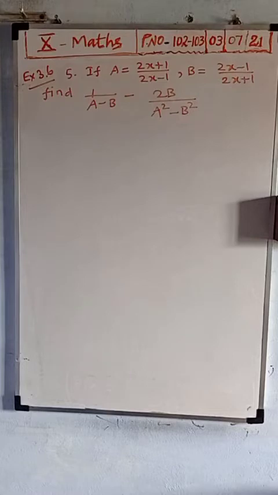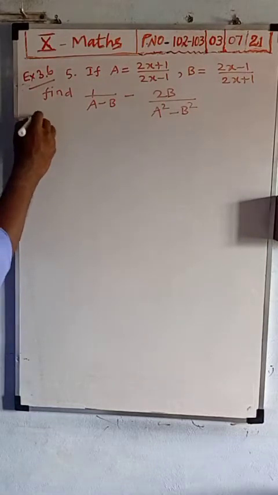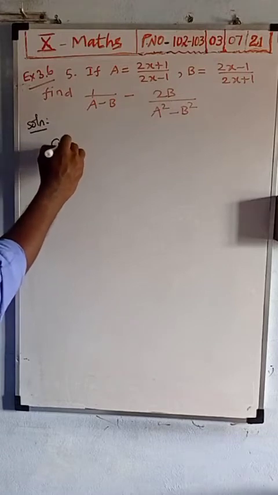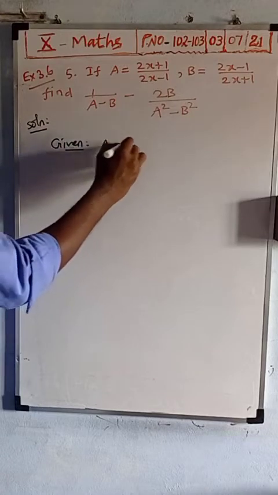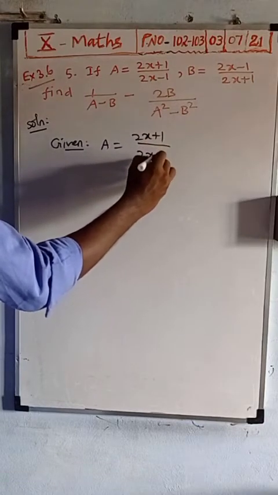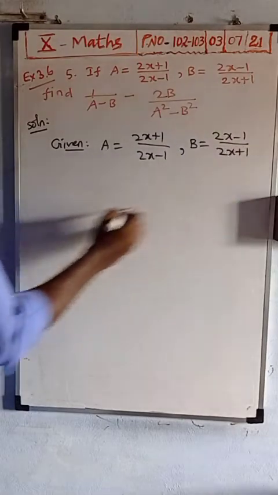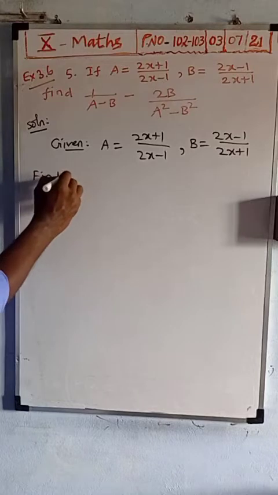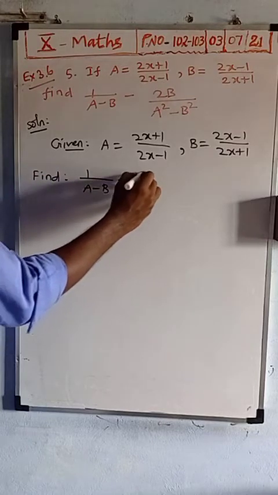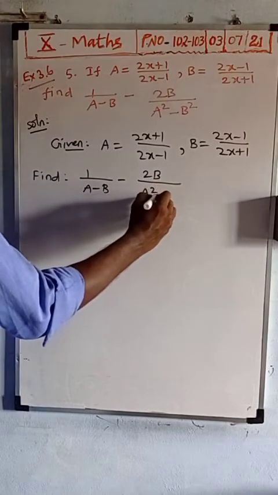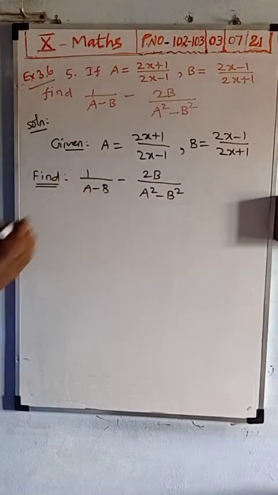Okay, as it is you substitute a and b values and simplify, we will receive the same answer, but it would be complicated. So as it is substituting and simplifying is complicated, so first what we want to do, you see, one more method you should follow. What is that? I will explain. First the given a value is 2x plus 1 divided by 2x minus 1 and the b value is 2x minus 1 divided by 2x plus 1. Okay, now we want to find the value of 1 divided by a minus b minus 2b divided by a square minus b square. Yes, now this value only we want to find.